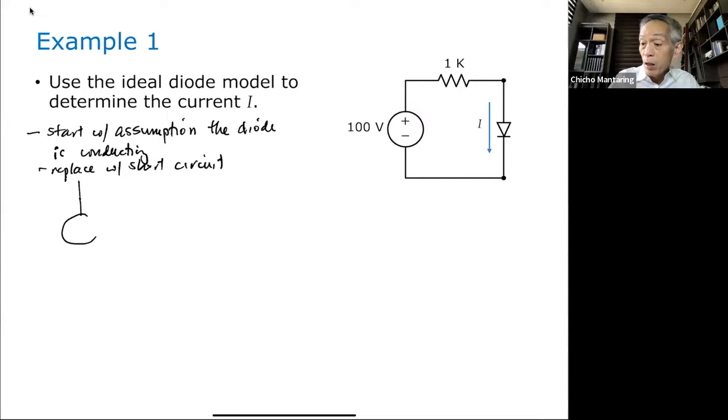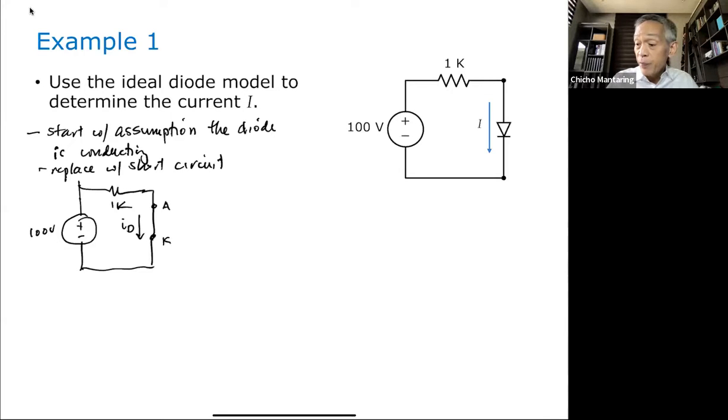Okay. So this is now my 100 volts. This is my 1K. And my diode, I replace with a short circuit. So this is my anode and this is my cathode. What do I have to do? I compute for the current flowing from anode to cathode. So this is my I of D.